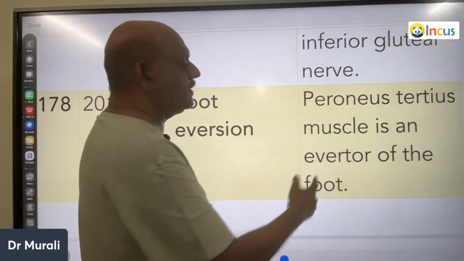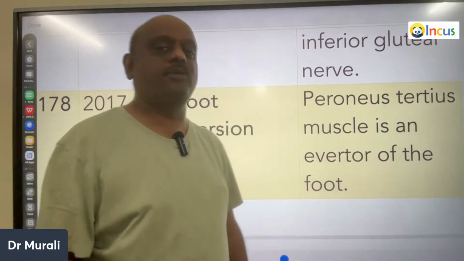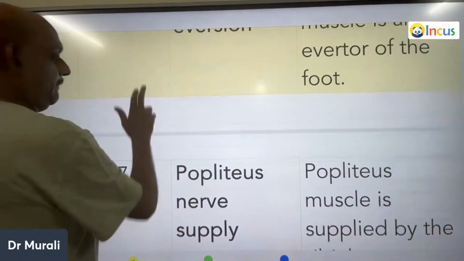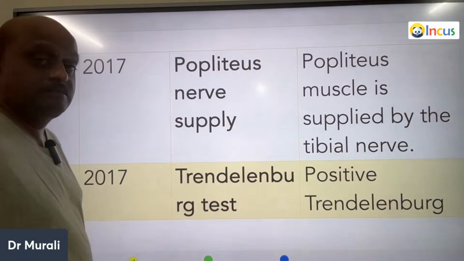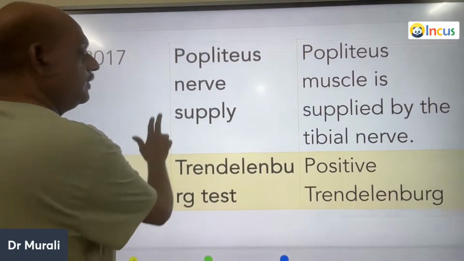Peroneus tertius muscle is an everter of the foot. Everter of the foot is what you need to remember. Popliteus muscle, what is the nerve supply? Supplied by the tibial nerve.